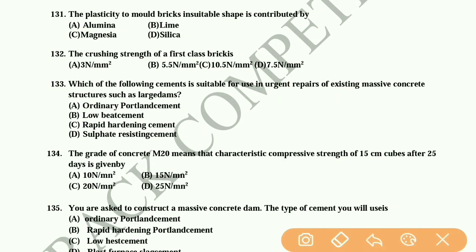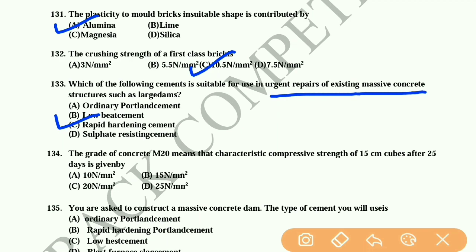The plasticity to mold brick in suitable shape is contributed by alumina. The crushing strength of first class brick is 10.5 Newton per millimeter square. Option number C. Which of the following cement is suitable for use in urgent repair of existing massive concrete structure? This is the rapid hardening cement.